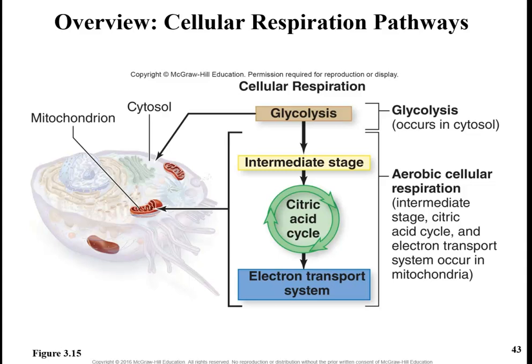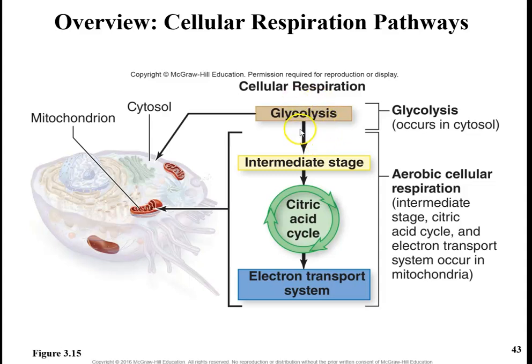This graphic is just an overview of the cellular respiration pathways. So the first step, you have glycolysis. This is an ancient pathway. It can proceed in the presence of oxygen or in the absence of oxygen. It occurs in the cytosol. That's the liquid part of the cell. Let's see, it's the breakdown of glucose. Next, you go to an intermediate stage, then to the citric acid cycle, where carbon dioxide is produced.